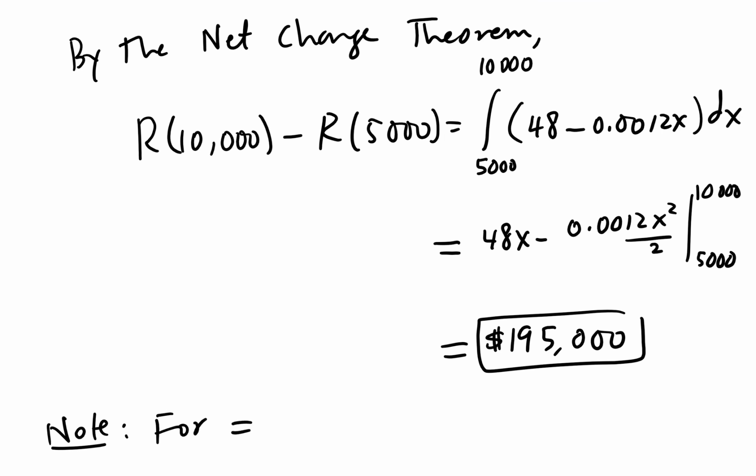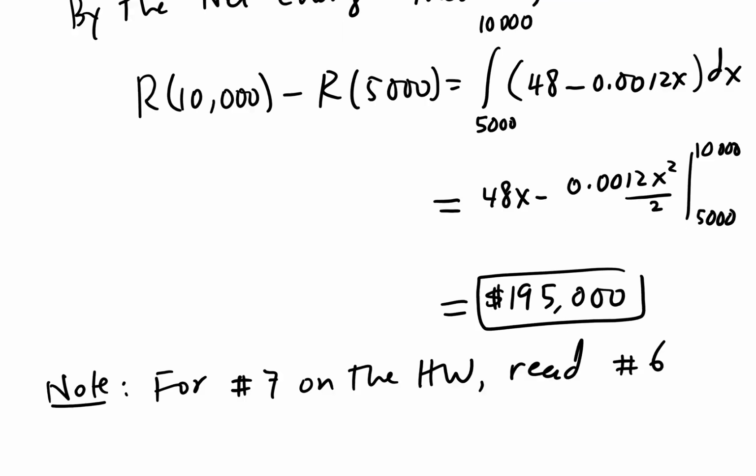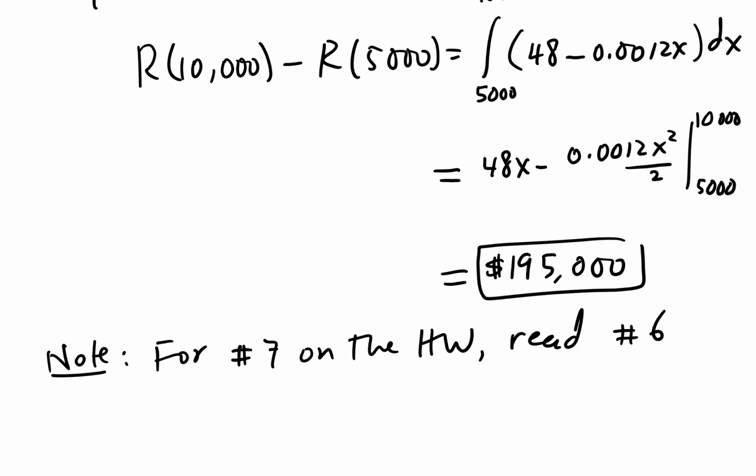Note for number 7 on the homework, try to go over or read number 6 before you do number 7. It talks about what we call producer surplus. That's when you're selling for a cheaper price.